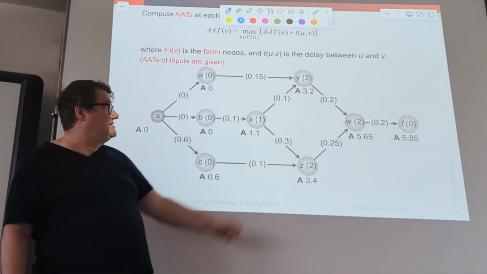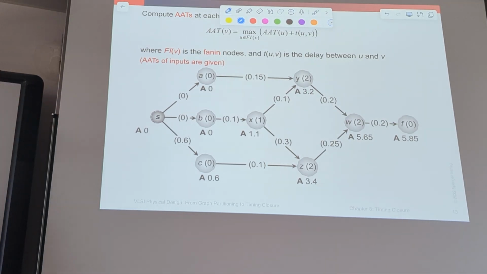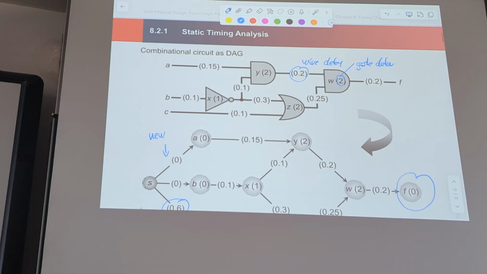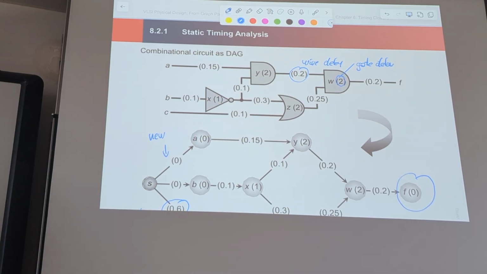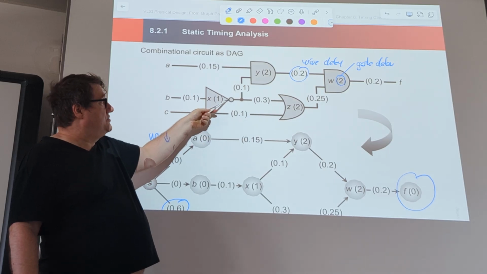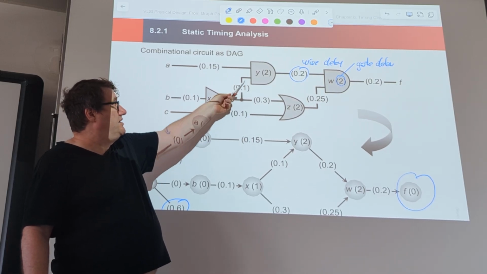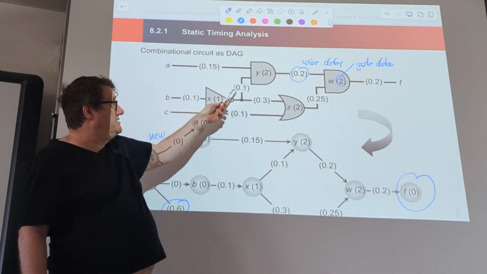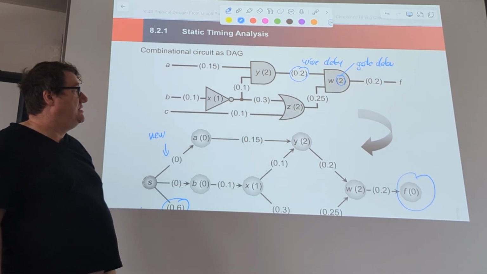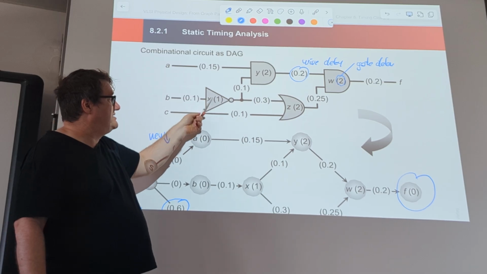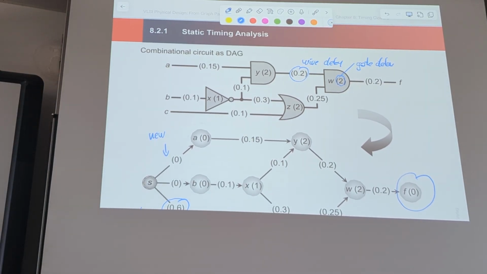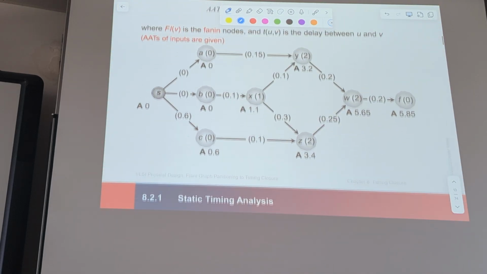Now we have this inverter in the middle. This inverter has a fan-out of 2, so you have a wire delay of 100 picoseconds to this AND gate and a wire delay of 300 picoseconds to this OR gate here. So this is the X node here, with a gate delay of 1 nanosecond.